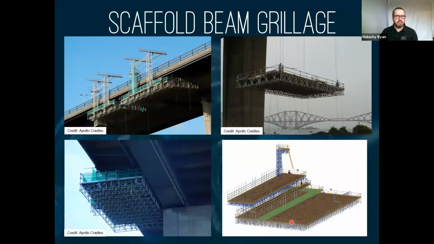So these are some images of the scaffold beam grillage. In the top left-hand corner here, you've got a grillage platform similar to what I described above. But in addition to that, you've got a tower, a gantry tower for loading. So what happens here is a truck can pull up along here, and this is actually the cycle lane on the Erskine Bridge, for those of you that are familiar with it.